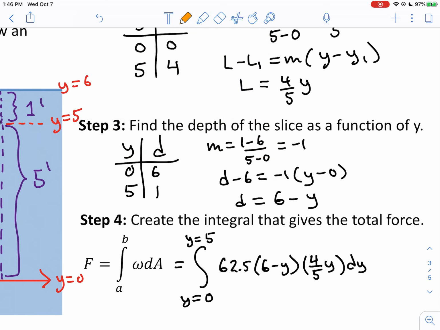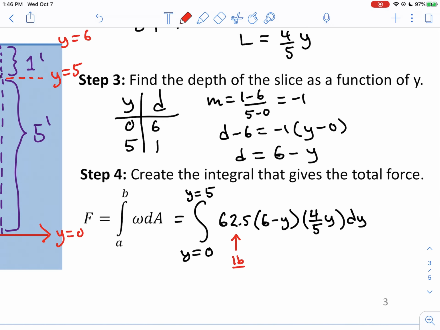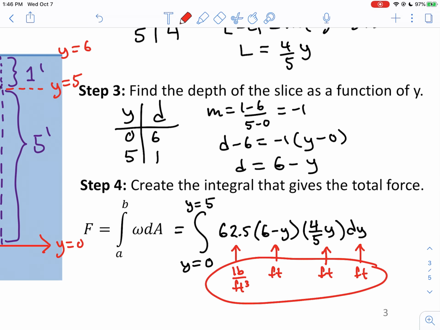Now let's dissect this and see what each piece is. When I do the units, this is pounds per cubic foot. The depth is measured in feet. The length of the strip is measured in feet. And the differential is measured in feet. And so when you multiply all these units together, you get pounds, which is what we're looking for.